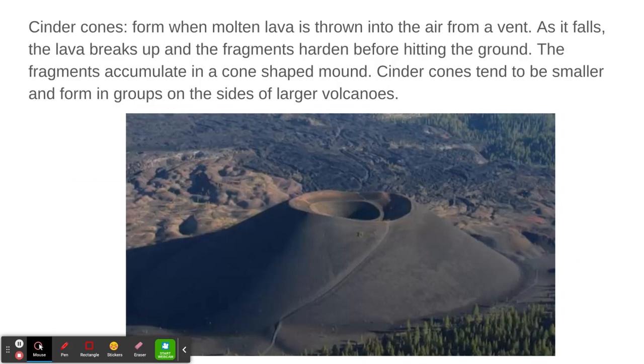Then we've got the cinder cones. These form when molten lava is pushed up into the air from a vent. As it falls, the lava fragments break up before they hit the ground. You'll get cinder cones that are entirely made up of scoria or pumice, those very vesicular rocks that we looked at in our first unit. Cinder cones tend to be a lot smaller, and they tend to form in groups on the sides of larger volcanoes. But you can get cinder cones entirely made up of pumice or scoria.